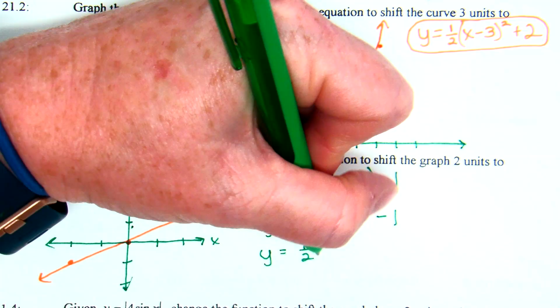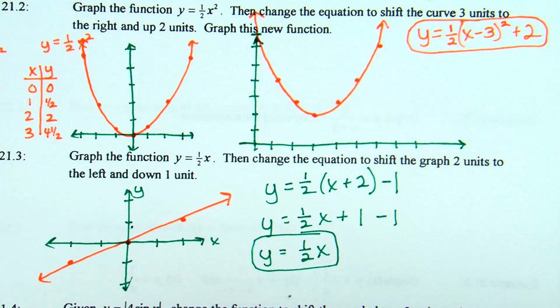Y equals 1/2 x. Do I need to graph that? No, it's the same thing, isn't it? Because my shift was 2 left and down 1, that goes along with my slope, doesn't it? So it's the same line.